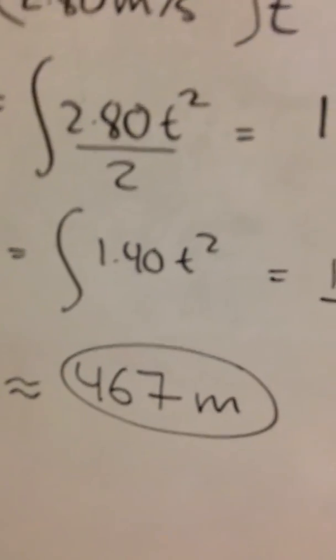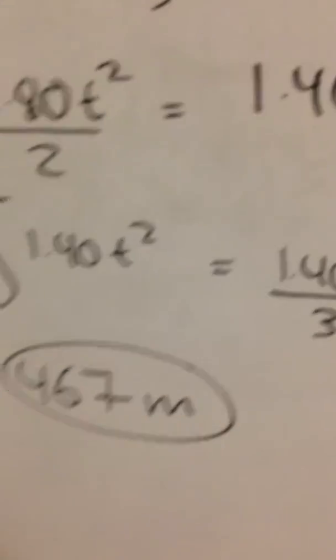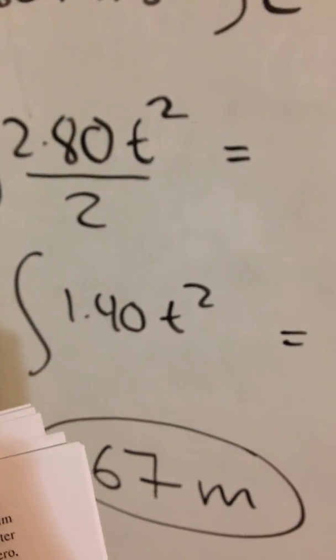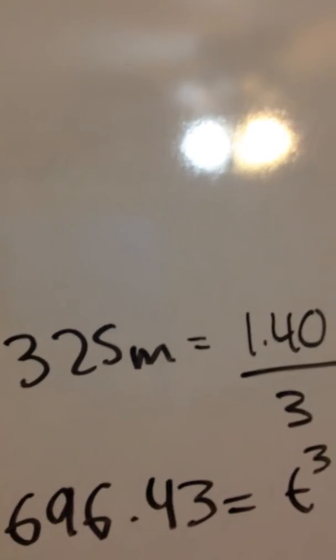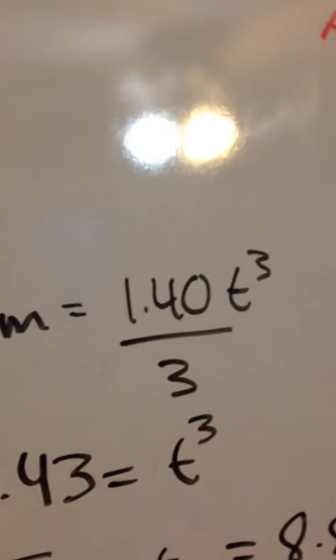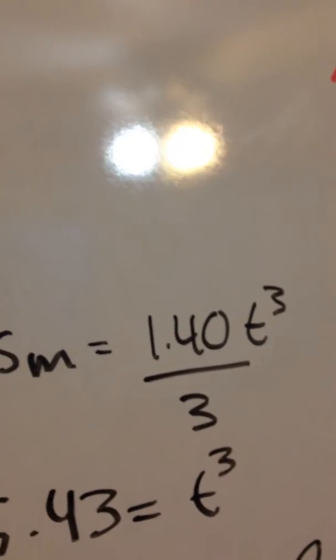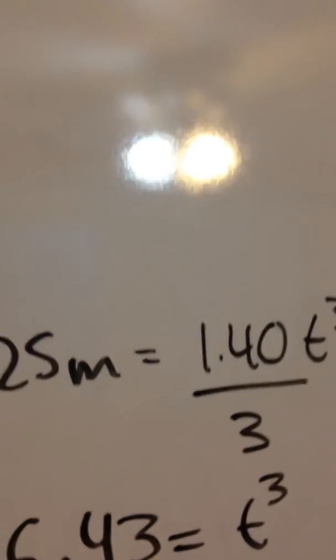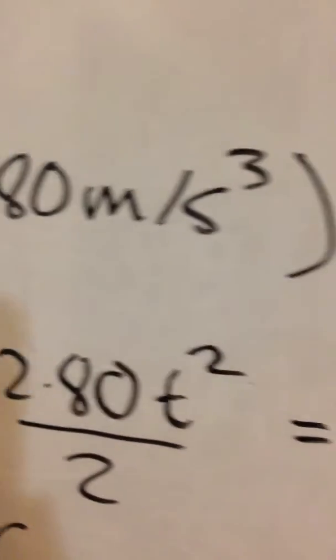Next, we need to find part B. Part B is referring to the velocity when it is 325 meters from the Earth. So 325 meters is a distance. We're going to use our distance formula here, which is 1.40 times t cubed over 3. We're trying to isolate t so we can find the time it took. Once we find the time, we can just plug that into our velocity equation and come out with the velocity.